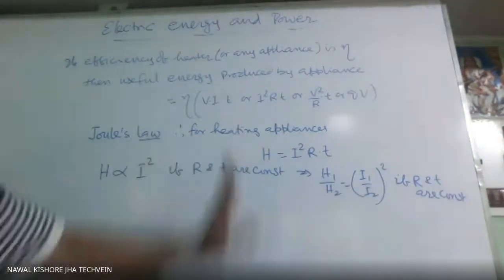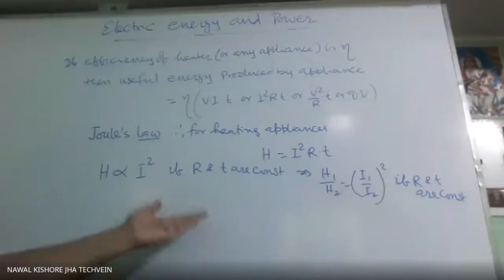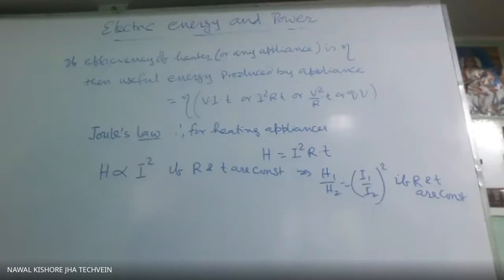What is the meaning? Suppose you are given a heater. First 1 ampere current is passed, and then 5 ampere current is passed. You may be asked to compare the heat produced in both cases. This way you can find it. There is no change in R and T, so it will be the same like this.